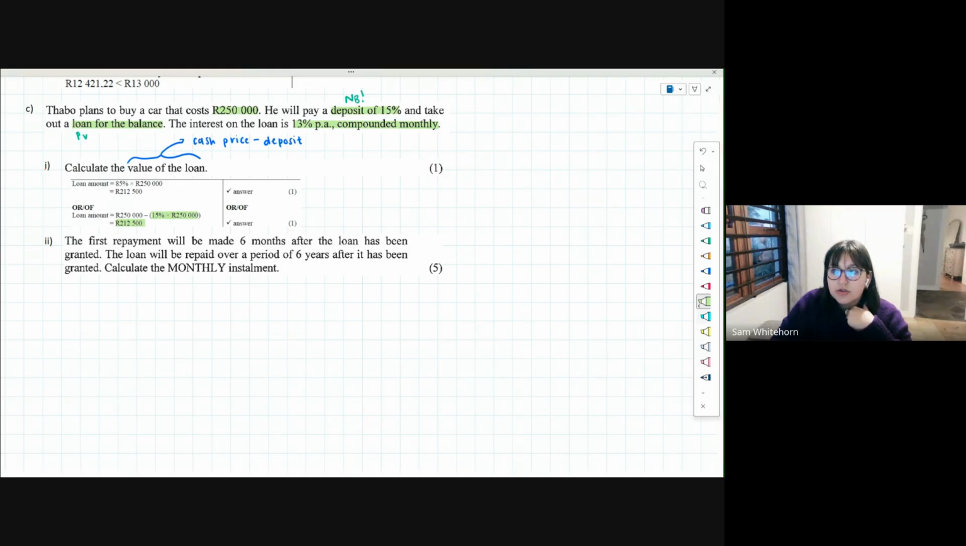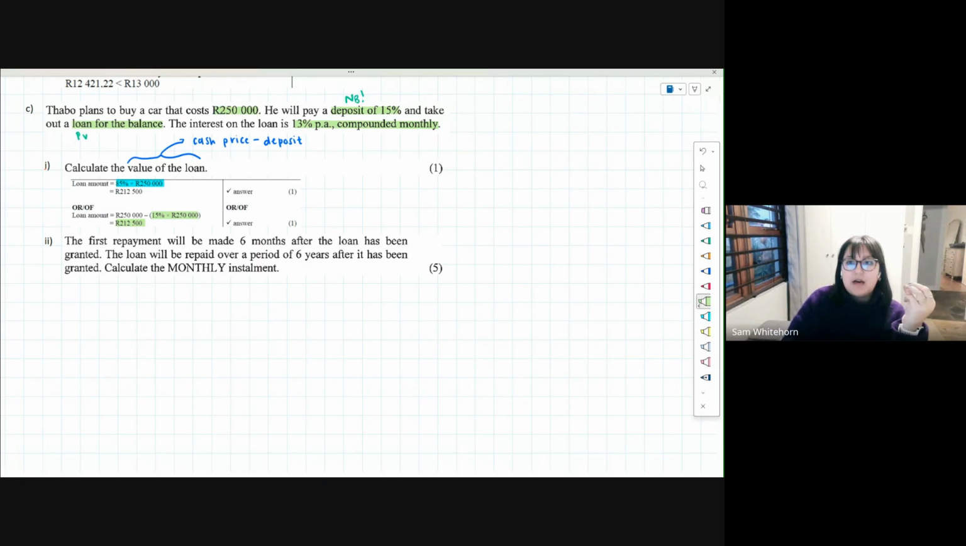The other way to look at it, grade 11, no, you're not grade 11s, grade 12s, is, and I always forget this, and it's so stupid because it's so nice and easy. If you're paying 15%, it means that your loan is the remaining 85%. So you could just work out 85% of 250,000 and get your answer immediately. I always forget to do this, and I don't know why, because it's such an easy way to do it. But anyways, either one is absolutely fine.